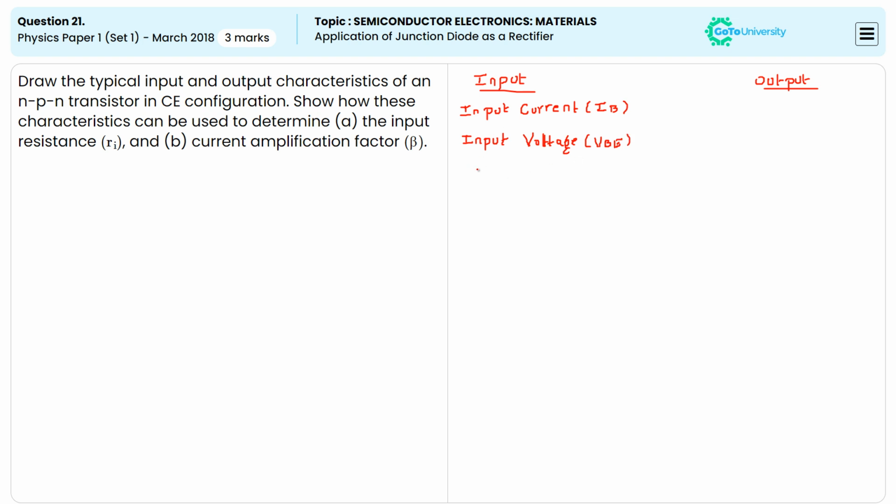and the output voltage here, VCE. Similarly, in the output, we have output current IC, output voltage VCE, and input current that is IB.